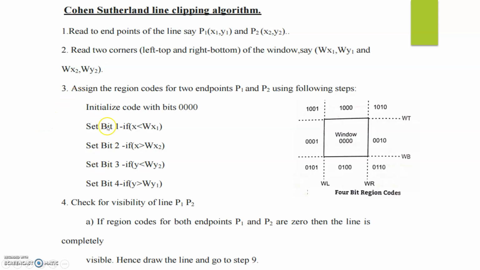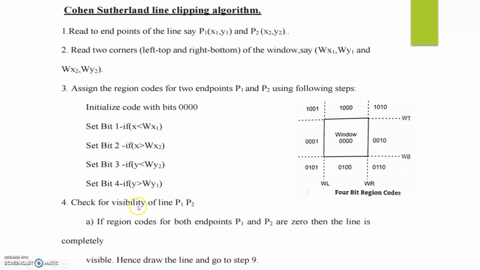Third step is to assign the region codes for the two endpoints P1 and P2 using the following steps. Initialize the code with bits 0000. How to set the bits? Set bit 1 if x is less than WX1. Set bit 2 if x is greater than WX2. Set bit 3 if y is less than WY2. Set bit 4 if y is greater than WY1.